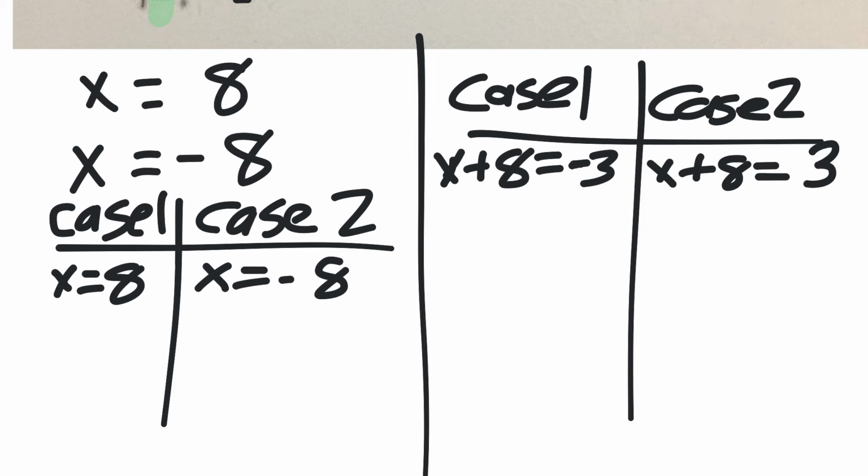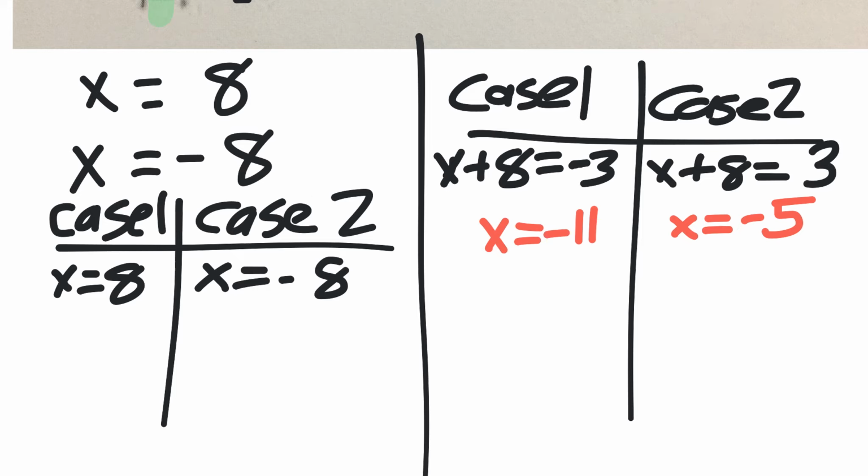Now solve each equation. So on the left, x plus 8 equals negative 3. I move the 8 over, it becomes negative. So negative 3 minus 8 is negative 11. And then on the right, we move the 8 over, it becomes negative, 3 minus 8 is negative 5. Now something that's very important with absolute value equations is just because you've solved it doesn't mean it's correct. You have to plug them back in to make sure it makes the equation true.